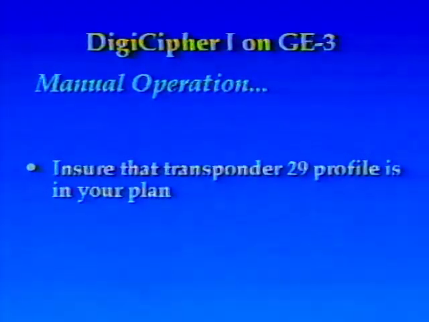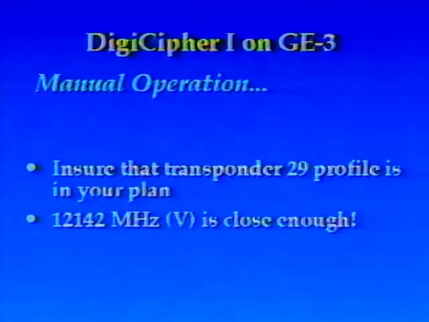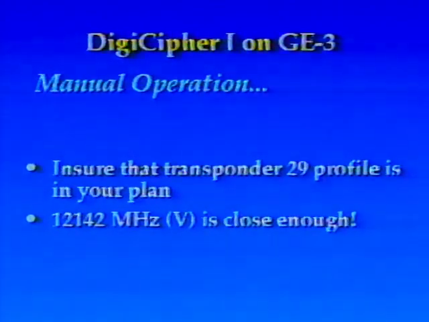Now, there are 3 different modes to operate a Digicipher I. For manual operation, what do you need to do? Well, you need to make certain that transponder 29's profile is in your plan. Now, that's something that you've got to take care of and make sure that it's there. We are going to be posting some directions on how to do that as part of our postings in Compression Plus. And by the way, when you do use the transponder 29 profile, you'll notice that the frequency is 12142 megahertz. Now that's close enough. I mean, a couple of megahertz between friends won't make a bit of difference to your 1500, and it's a much easier way of allowing you to make the transition.